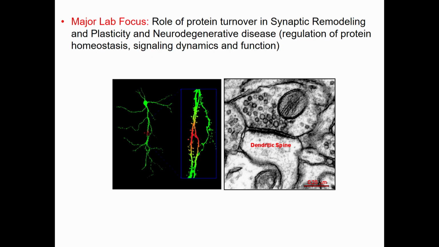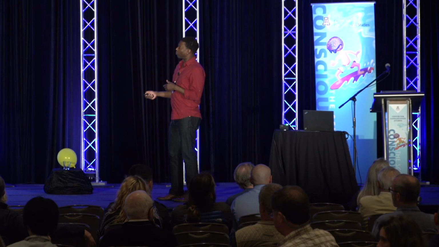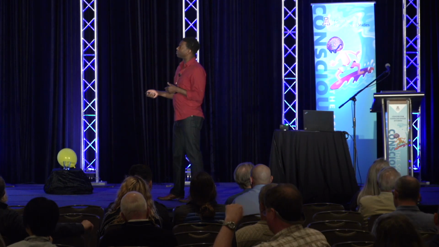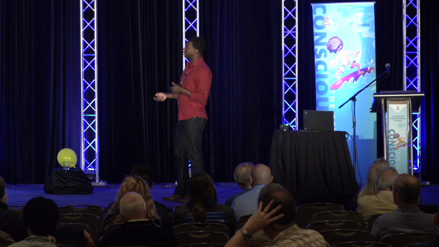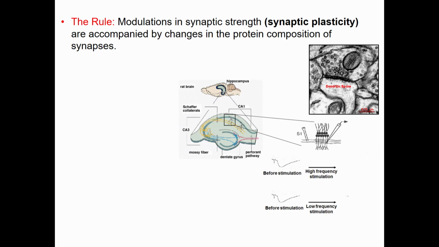So the major focus of my lab is the role of protein turnover and synaptic plasticity in neurodegenerative disease. In particular, we're interested in the regulation of protein homeostasis, signaling dynamics, and function. As you might imagine, a lot of the work that we're interested in is happening here at the business end of the communication between two neurons, at the synapse. And one of the rules that we understand to be true is that modulations in synaptic strength, otherwise known as synaptic plasticity, are accompanied by changes in the protein composition of synapses.